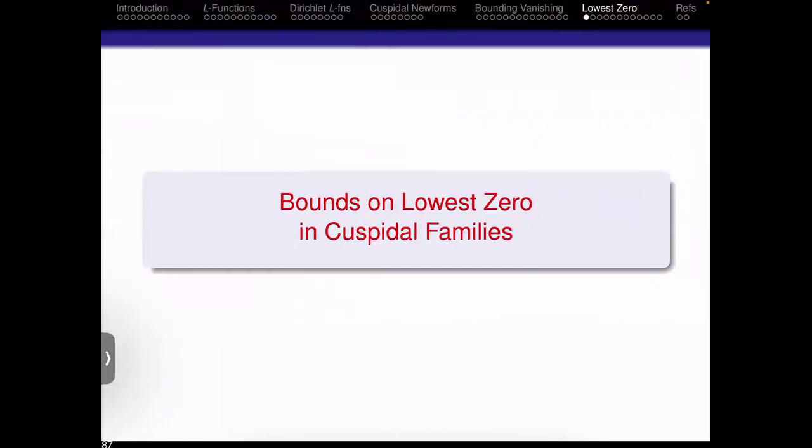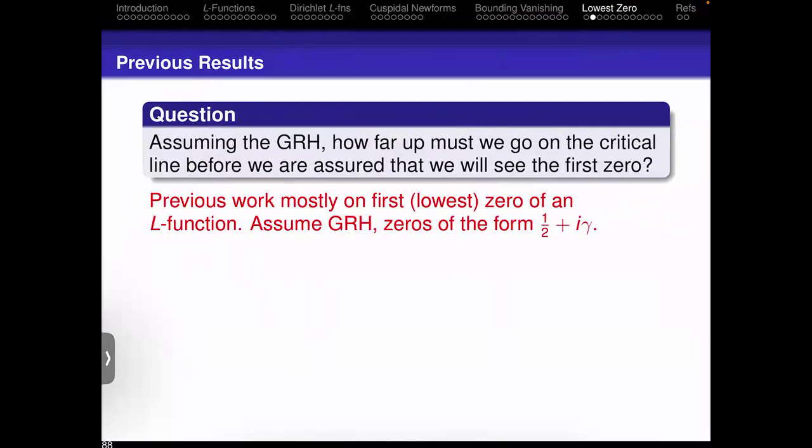For the last 7-8 minutes, I want to talk about the last thing: trying to bound how far you have to go to find the smallest zero above the central point in various families. Since it's the end of the talk now, we can assume GRH. A lot of the calculations we've been doing before actually do not need GRH. You can do a lot of these calculations without GRH.